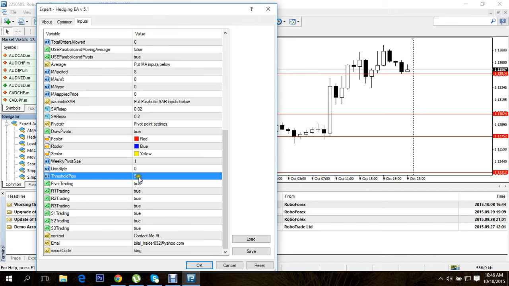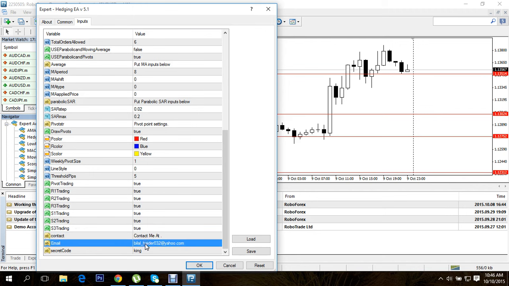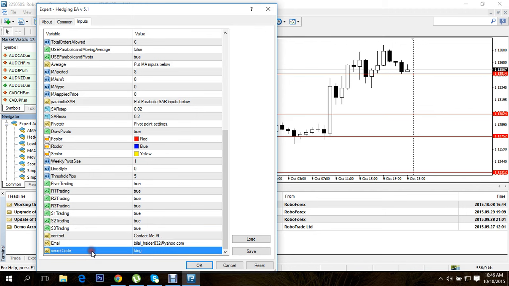Okay, so the next variables are just my contact email address, and the very last thing is the secret code. This is not actually a secret code, but it's only the comment of your trades. Okay, I just made it king. You can make it any value, any number whatsoever. So this is the comment of your trades. So this is pretty much all about this video.